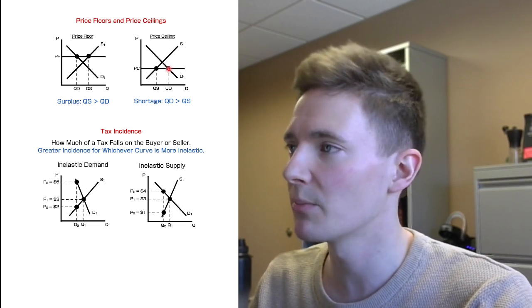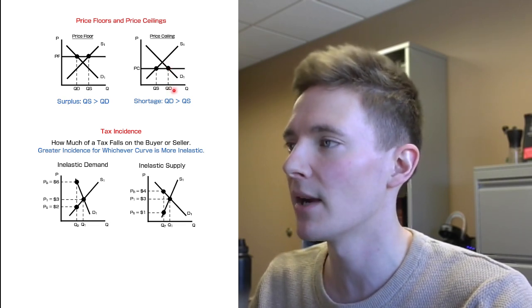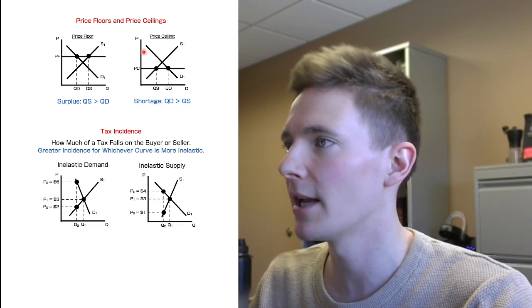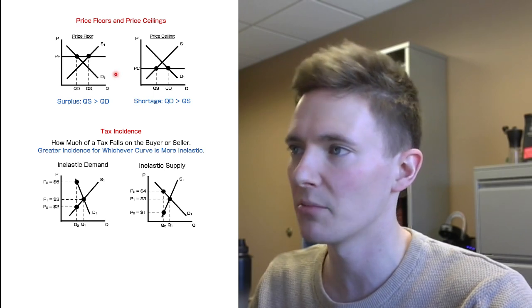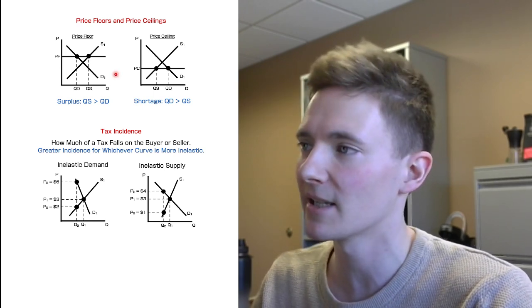They want more at a lower price, but they can't get as much as they want because the quantity demanded is greater than the quantity supplied. If the price ceiling were up here, we'd say that it's not doing anything because it's non-binding, and if the price floor is below equilibrium, we'd say it's not doing anything because it's non-binding.